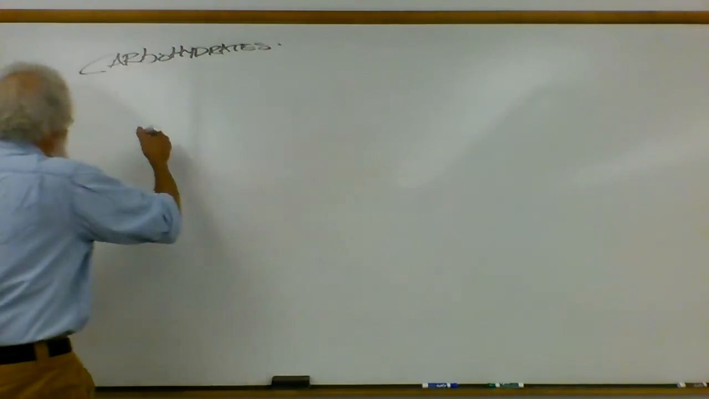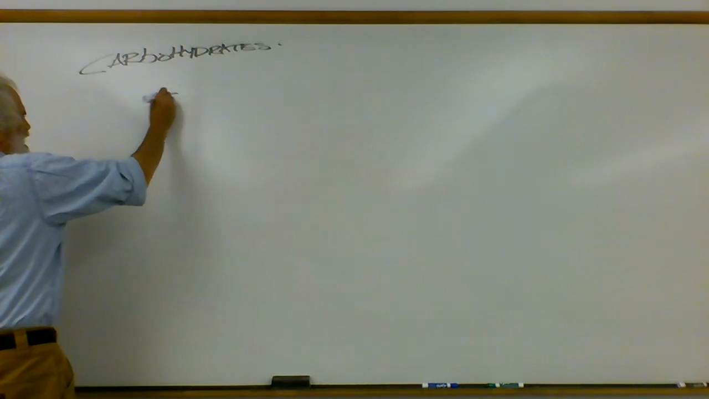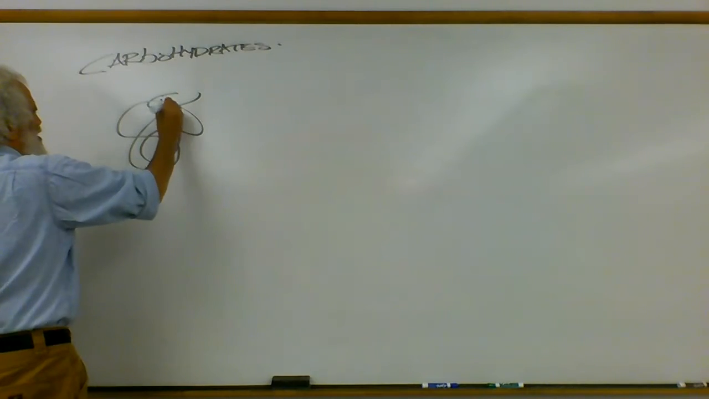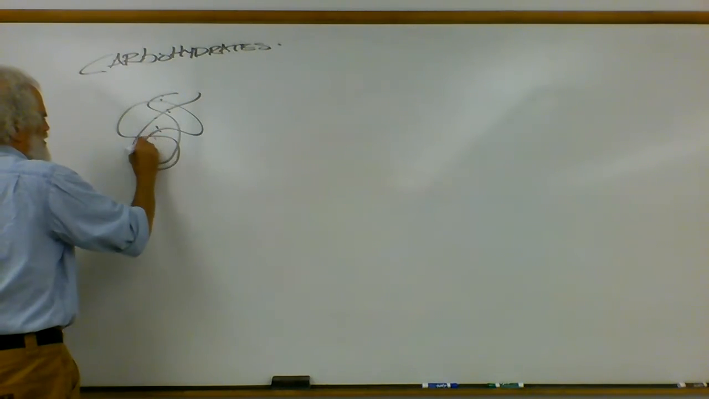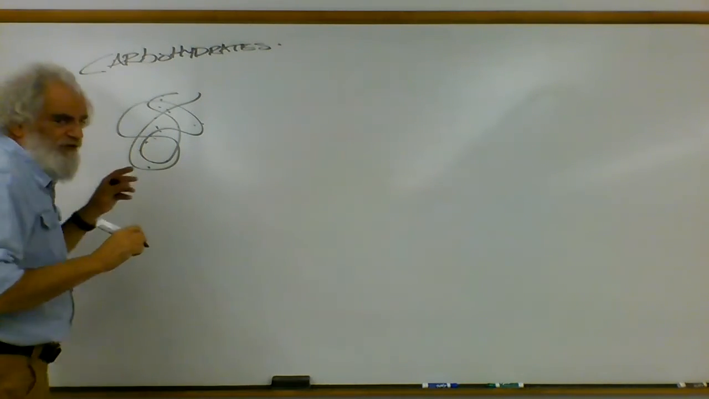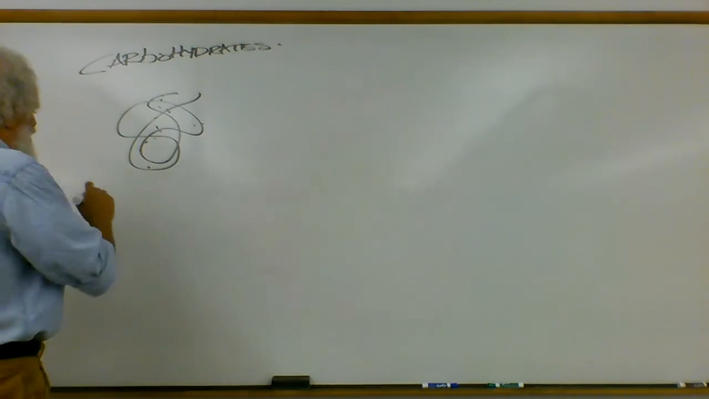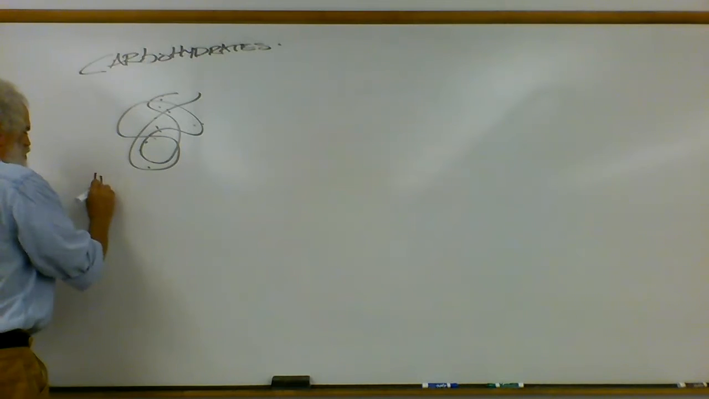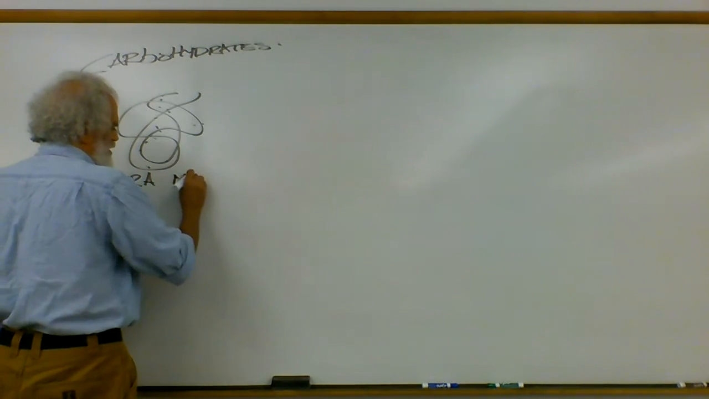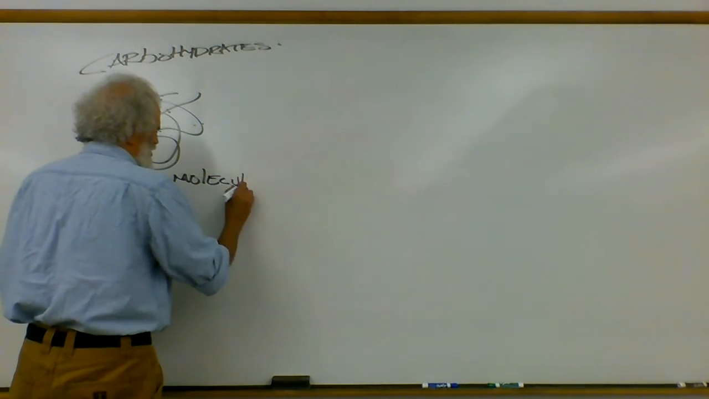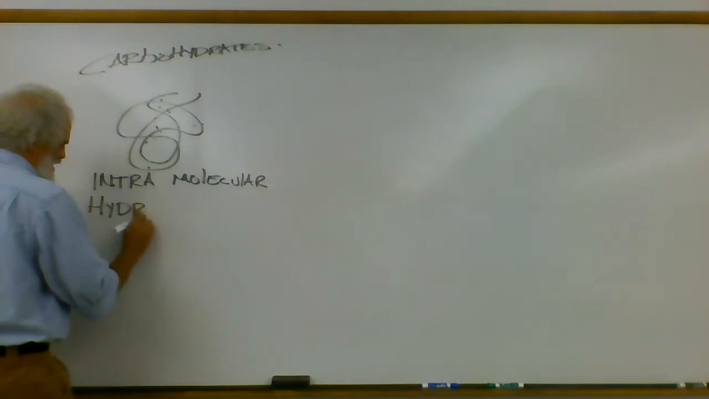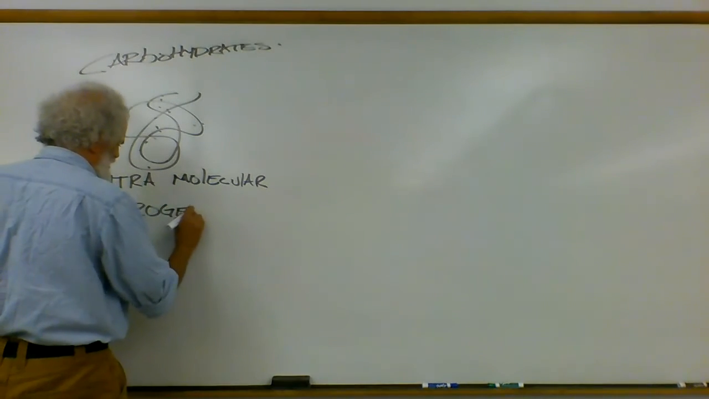And what happens is the hydrogen bonding that is occurring is within the molecule. We have hydrogen bonding between all those OH groups, forming what we would say is within, or intramolecular, hydrogen bonds.